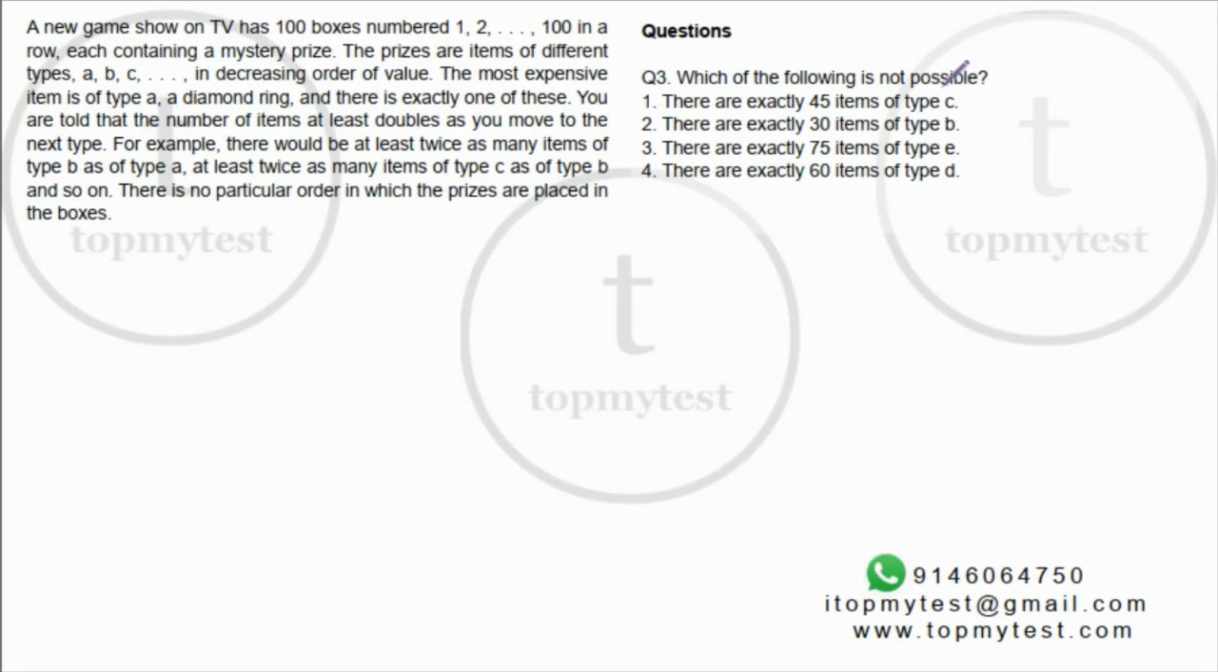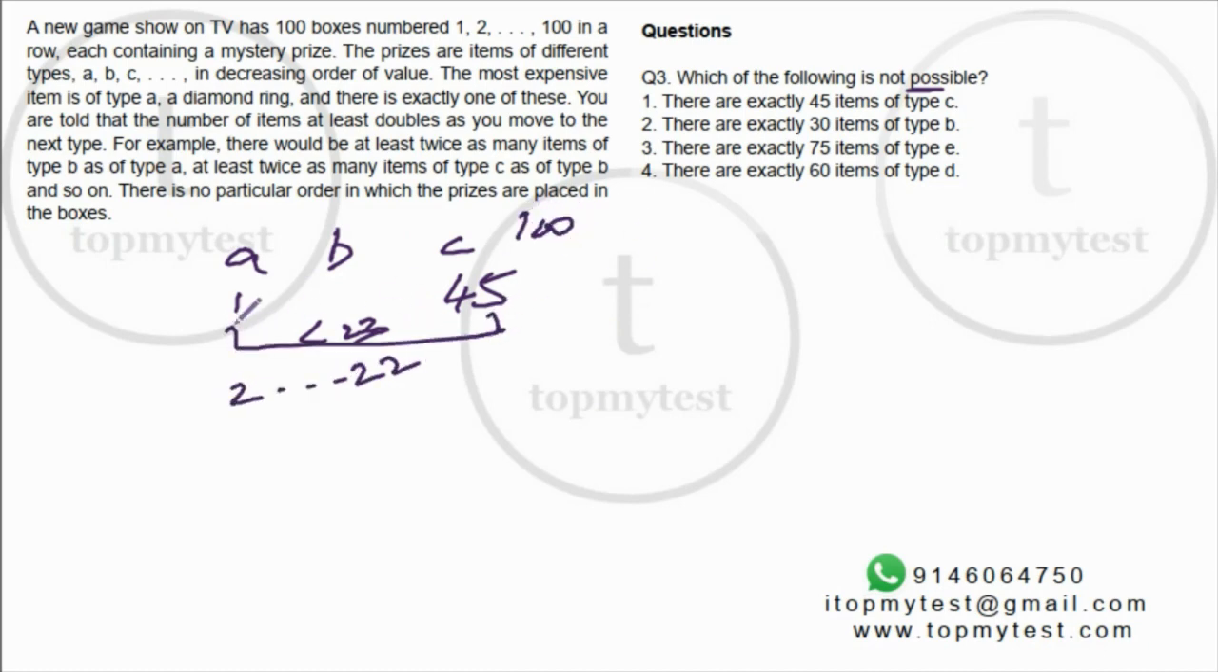Question number 3, which of the following is not possible? Okay. Now we know A is equal to 1, B, C is 45. Right, so B should be less than 22, 23. So it can be anywhere from 22 to 22. But this does not add up to 100. Even if you take 22, 22 is 23, 23 plus 45 is not 100.